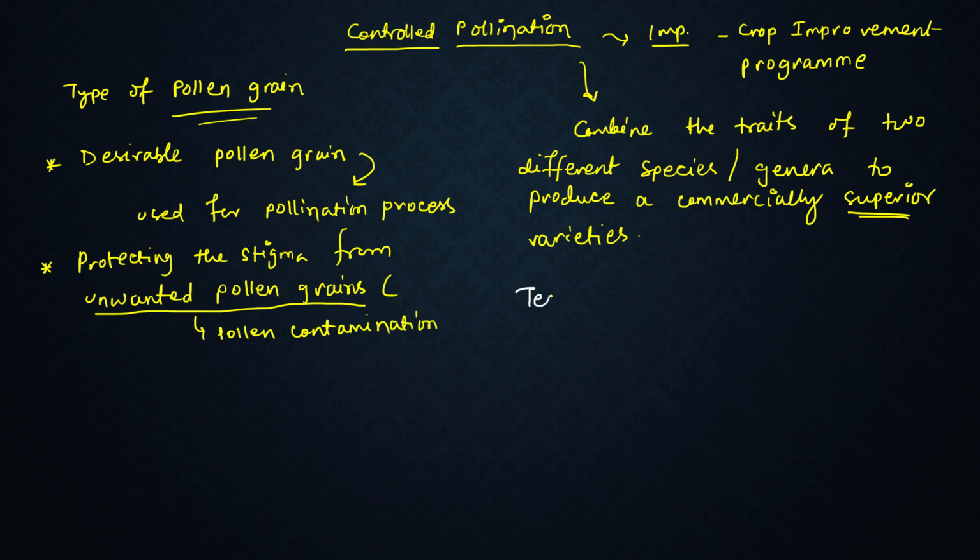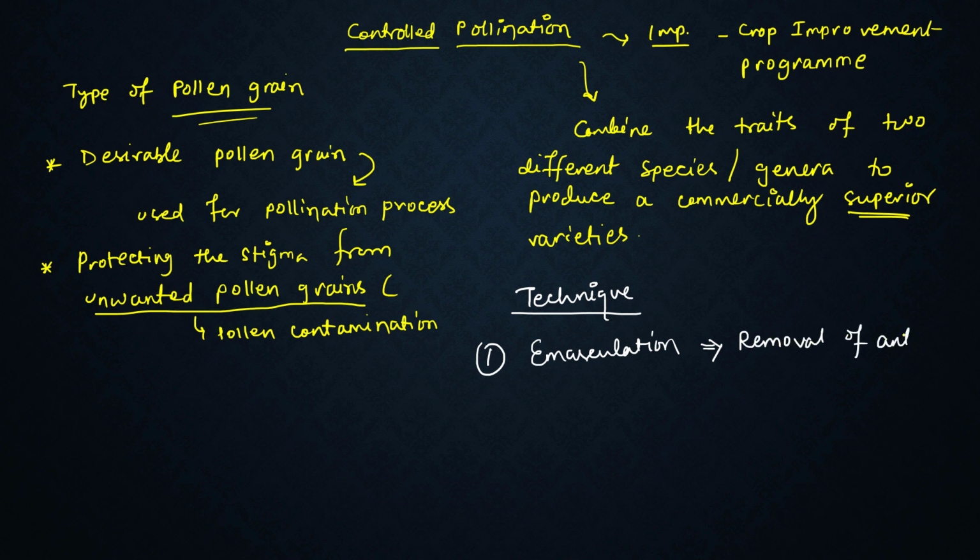So what is the technique involved here? Two techniques. First is called emasculation and second is called bagging. We'll talk about that. Emasculation refers to the removal of anthers.